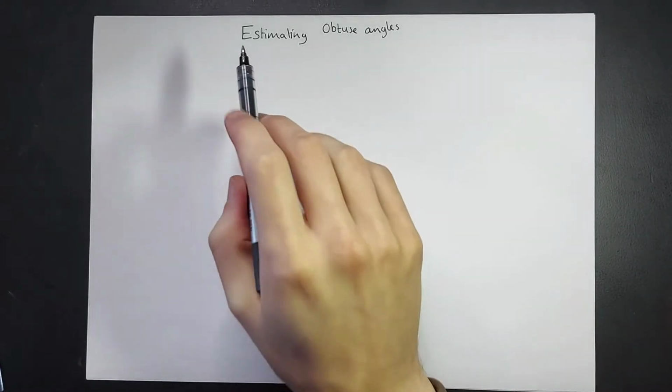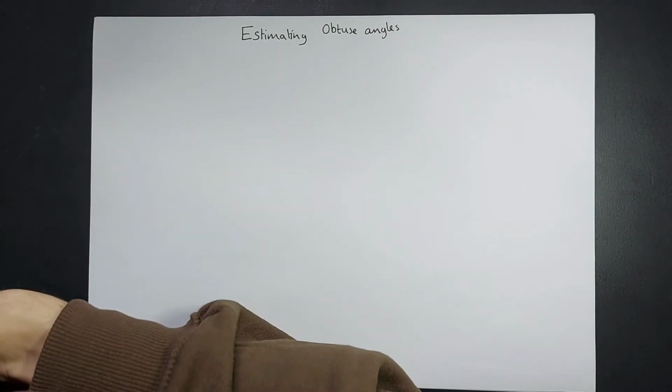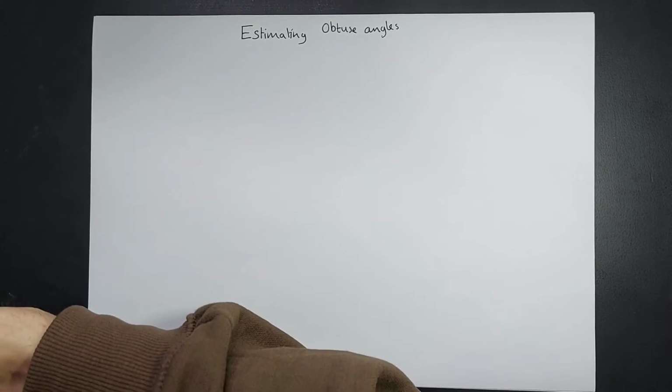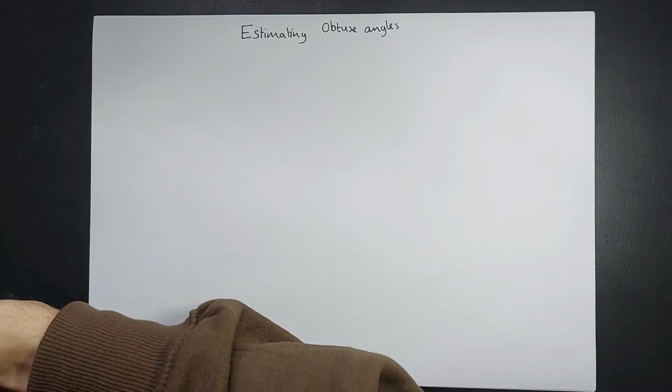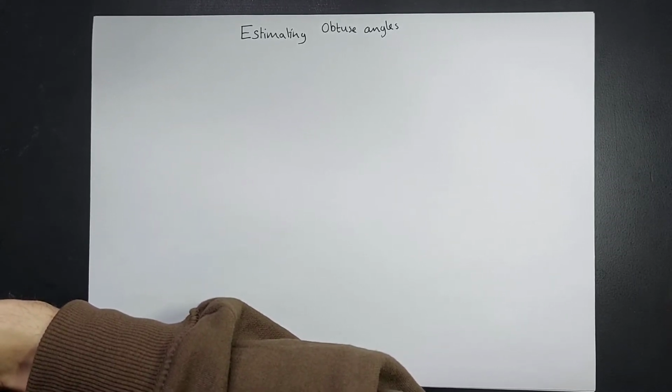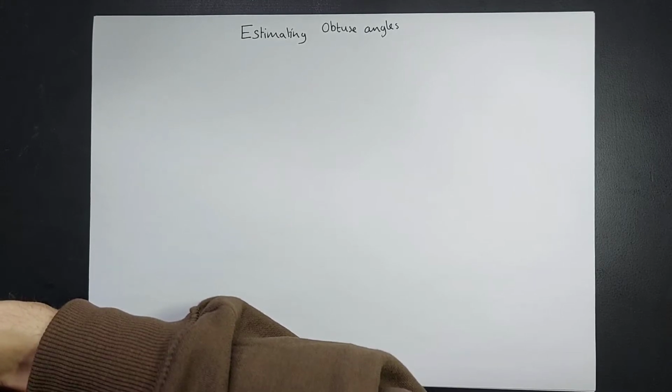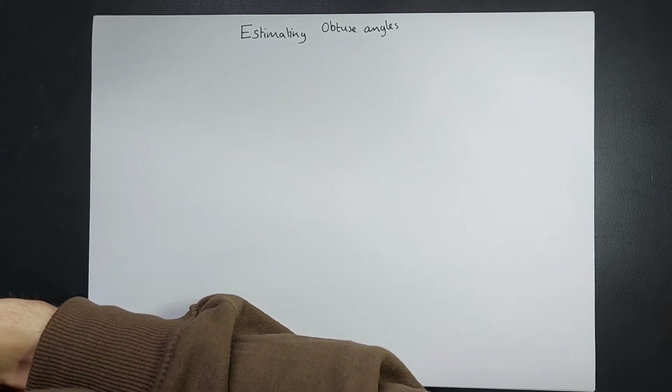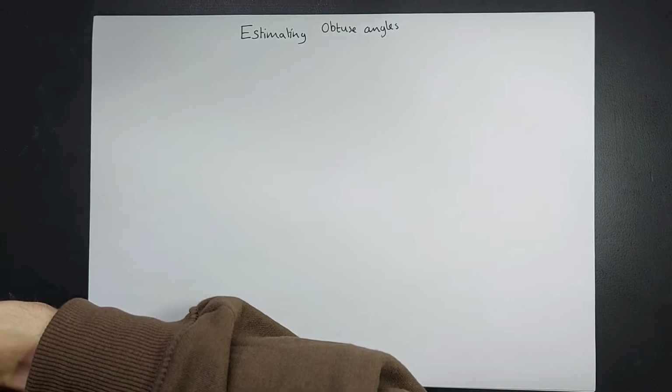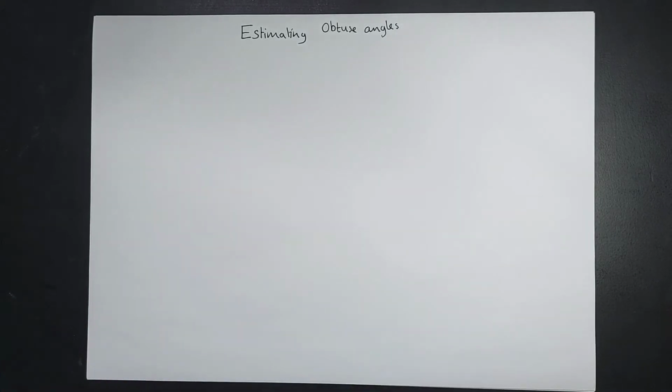Okay, all right, we're going to run through estimating obtuse angles. Hopefully you've got an idea of what we mean by obtuse angles. I'll walk you through that. I'm going to go for an example and we'll look at what my thought processes are as we go through it and how we get to a good estimate. So I'm going to do an example.